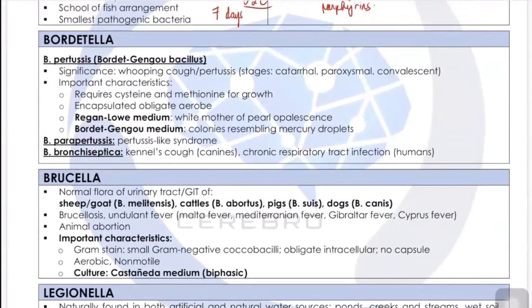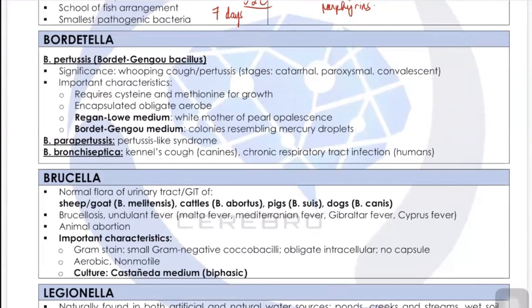So, Bordetella pertussis is otherwise known as the Bordet-Gengou bacillus. Okay? Causative agent, of course, of whooping cough or pertussis, which has 3 stages: the catarrhal, paroxysmal, and convalescent stage. Okay? So, important characteristics of Bordetella: it requires cysteine and methionine for growth. It is an encapsulated obligate aerobe. That's why we can subtype them based on their capsular antigen.